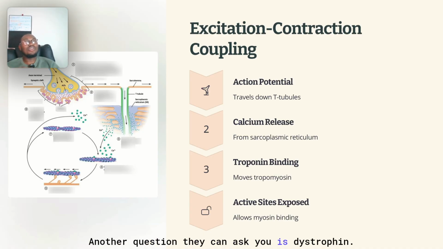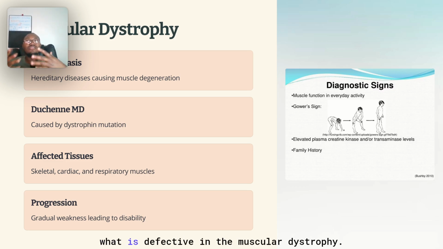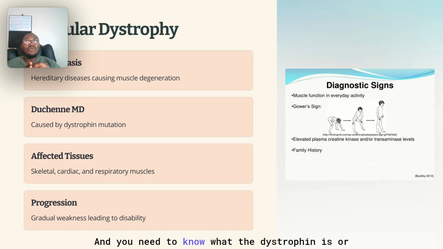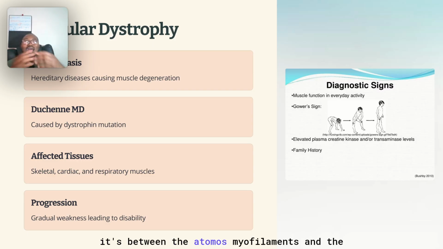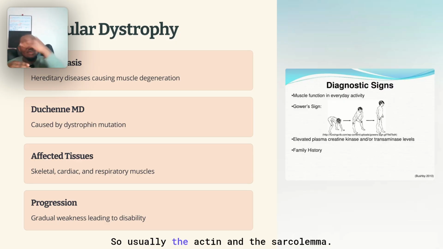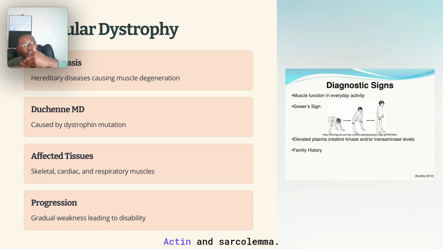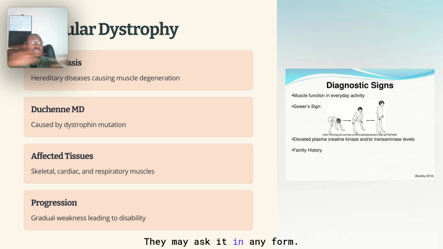Another question they can ask you is dystrophin. They may ask you what is defective in muscular dystrophy. It is dystrophin, and you need to know what the dystrophin attaches. Normally, the dystrophin is between the outermost myofilaments and the sarcolemma of a muscle fiber. So the actin and the sarcolemma, or the outermost myofilament and sarcolemma. Very important for you to know this. Extremely important.